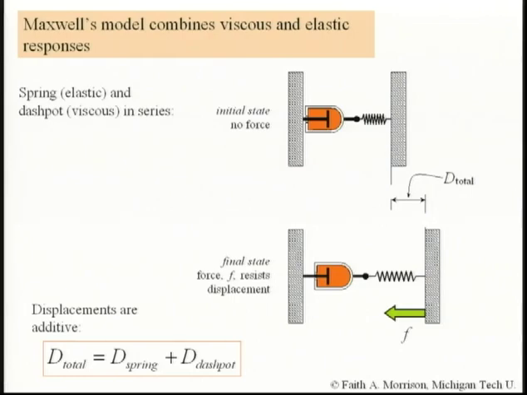Okay, so this is what Maxwell said. He said there's a viscous contribution and an elastic contribution, and I think a good way to combine them is in series. Now, that's arbitrary as well. You could combine them in parallel. And if you think about it, that would give a different kind of behavior.